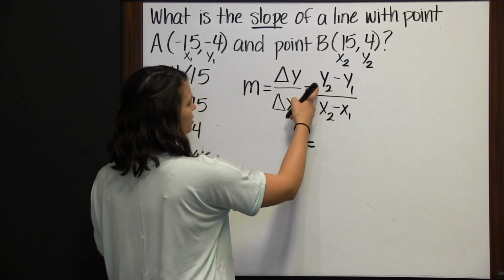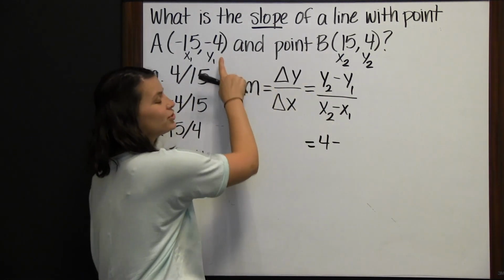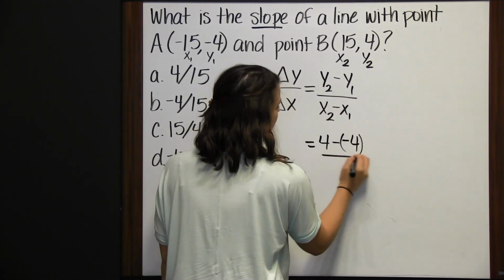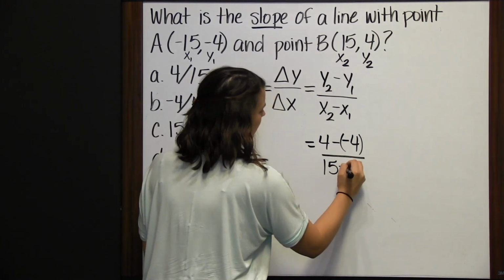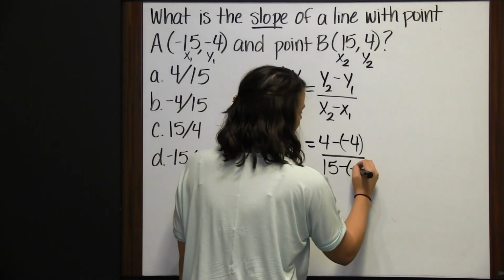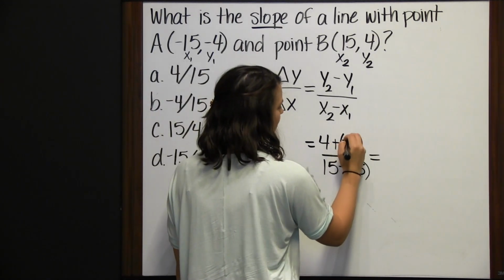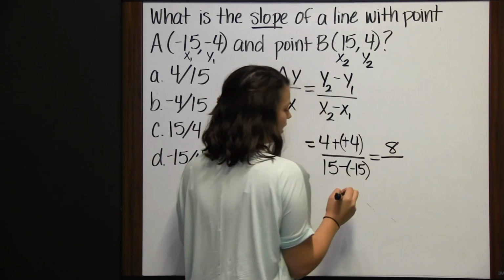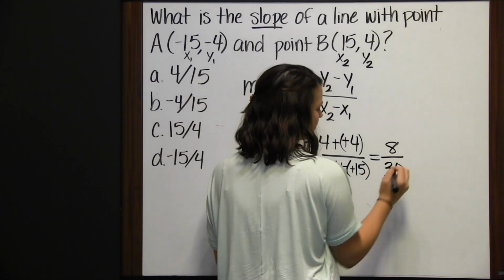So we'll start with y2, which is 4, minus y1, which is -4, divided by x2, which was 15, minus x1, which is -15. And then we simplify. So we can add the inverse, and 4 plus 4 is 8, divided by, and again we can add the inverse, and 15 plus 15 is 30.